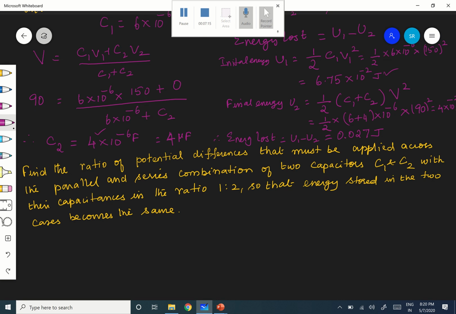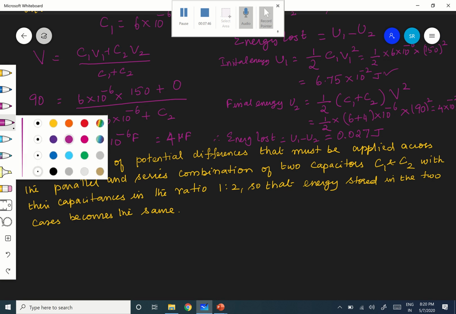That is very important. Energy stored will be the same. Therefore find the ratio of the potential differences that must be applied across a parallel and series combination of two capacitors C1 and C2, whose capacitances are in the ratio 1:2, so that the energy in both cases is the same. Given, what is given now, you tell me.